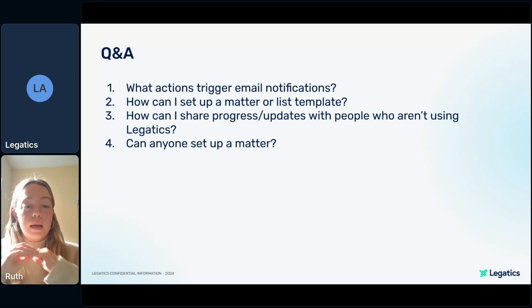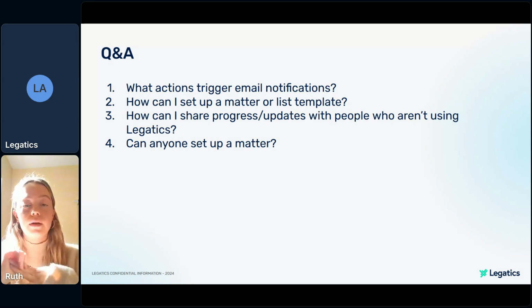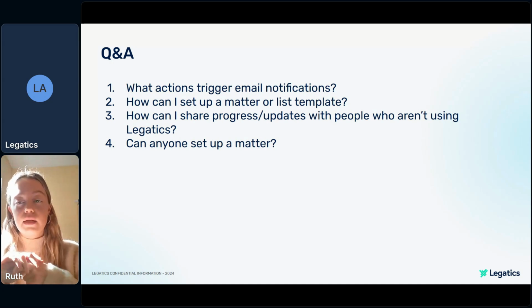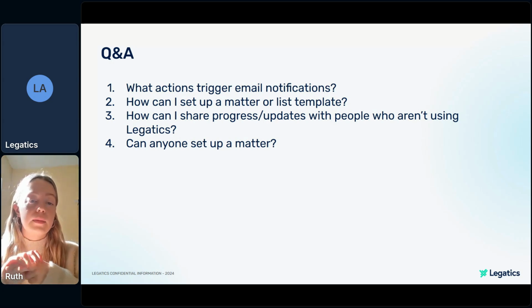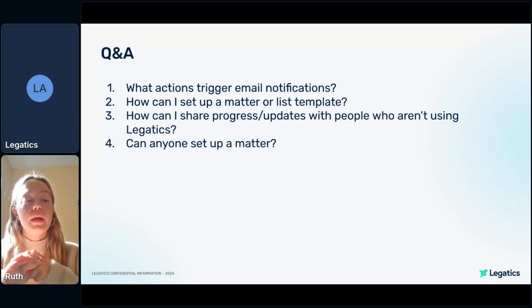If for any reason they are not on the Legatics platform, you can use that list export feature to export the list, and then you'll be able to share with them exactly what the list looks like. Once you export your list, you can include which columns would be relevant for them, also the files, and they'll also be able to see the different statuses and the progress of the list at that point. So if they aren't using the Legatics platform, you can use that list export to share with them.